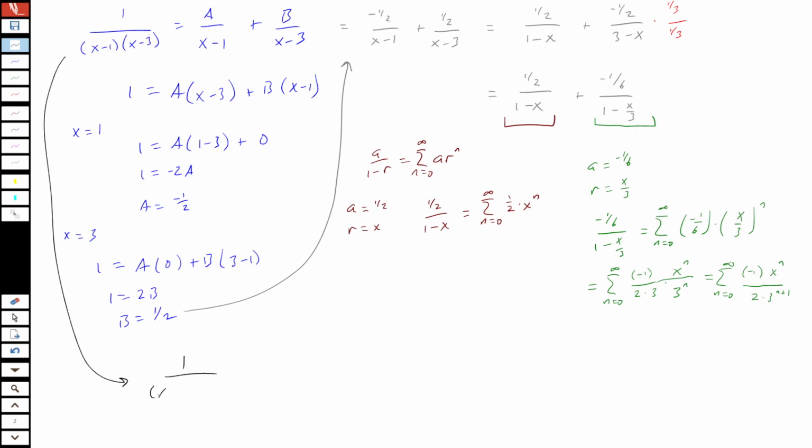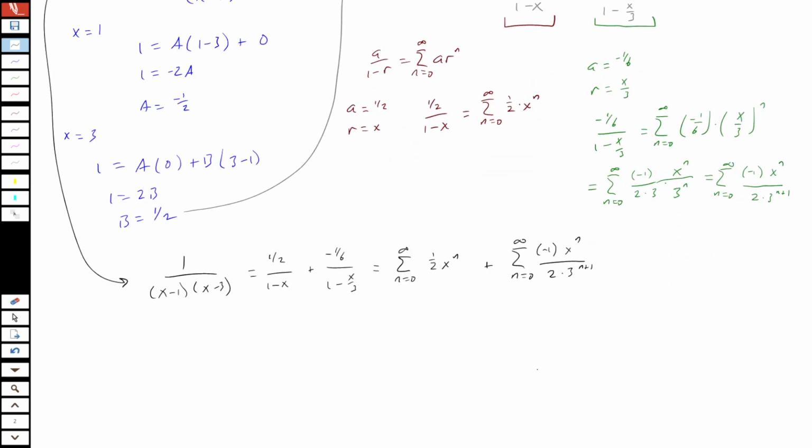So 1 over x minus 1 times x minus 3, I know is a half over 1 minus x plus a negative 1/6 over 1 minus x over 3. So I can write this as two different series, the sum from 0 to infinity of 1/2 x to the n plus the sum from 0 to infinity of negative 1 times x to the n over 2 times 3 to the n plus 1. So now we're going to add the series together.